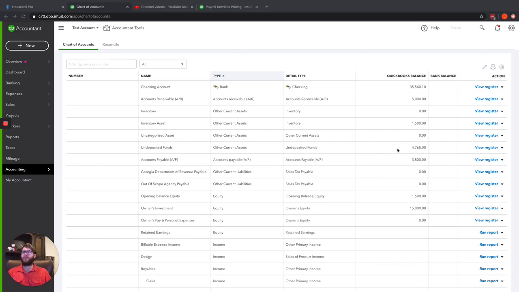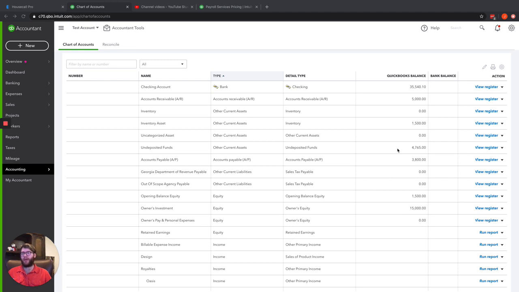Undeposited funds is going to be just that. When you are taking payment of everything, when you take it by check, when you take it by credit card, whatever, it doesn't immediately go into your bank account. It's going to have some processing time, whether it be you take it at 8 a.m. in the morning and you don't take it to the bank until 4 p.m. in the afternoon. It's not immediately deposited unless you're doing remote deposit.